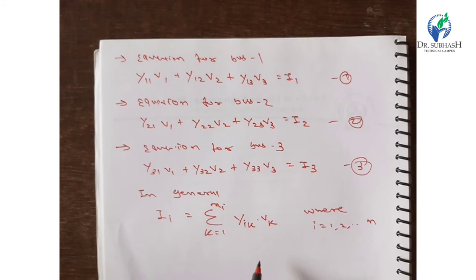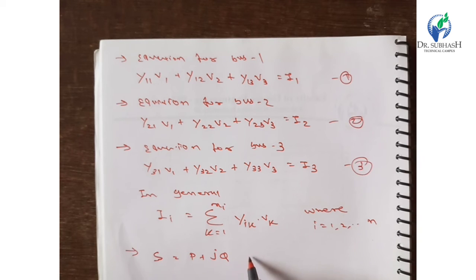Now the general expression for the complex number is S. So S is equal to P plus jQ. We know that the P value is the active power and the Q value is the reactive power, so the common form is S_i equals V_i into I_i conjugate. This is equation number 4, the general expression for the complex power.